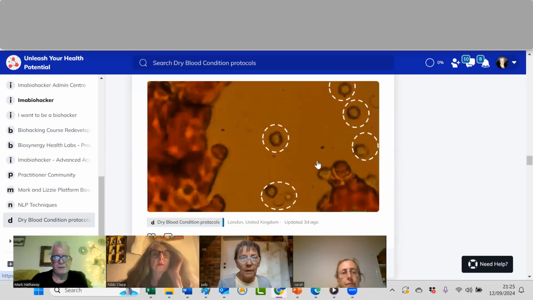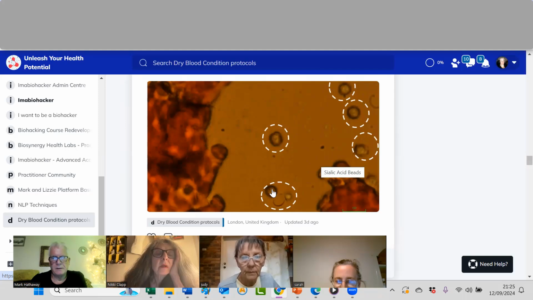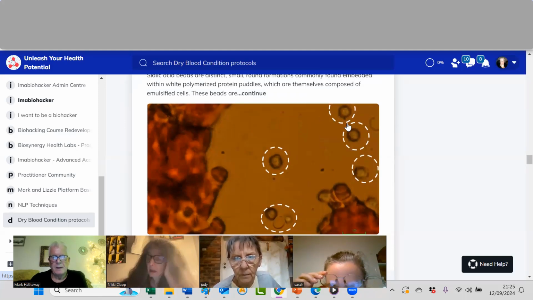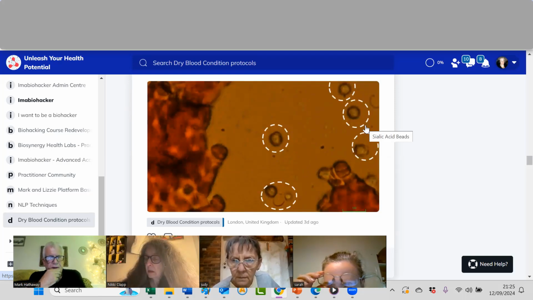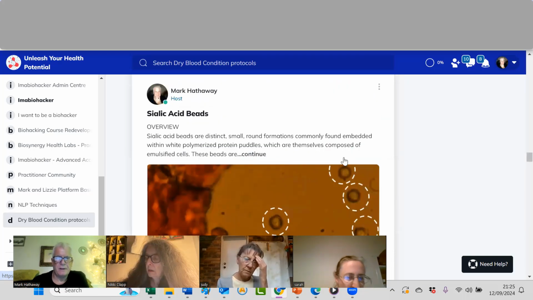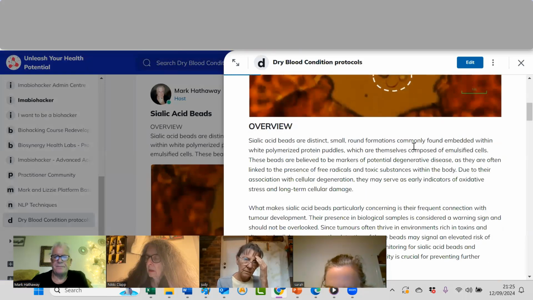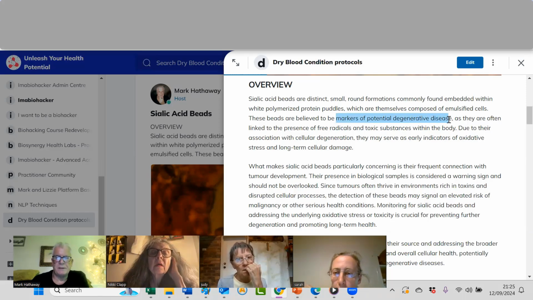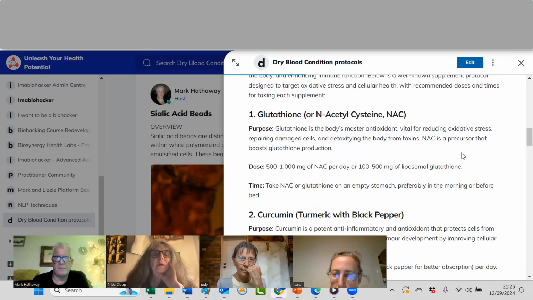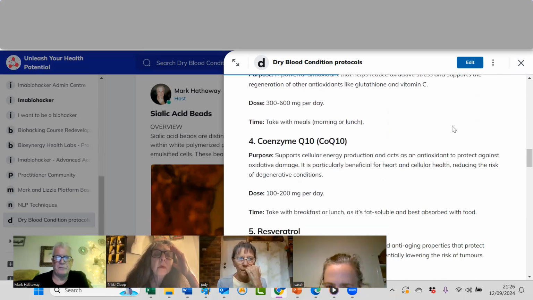Oh, here's sialic acid beads. What is that? Sialic acid beads are a degenerative reflection of, well, let me show you. They're little white beads embedded with polymerized protein. They're often green, and they're markers of potential degenerative disease. Oh, Christ. So when I see sialic acid beads, I put a fair bit of information here about that and what to do about them.